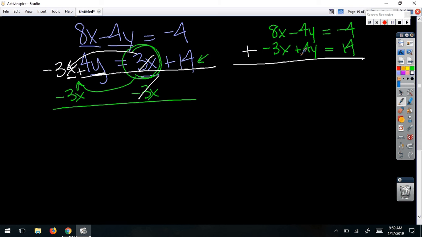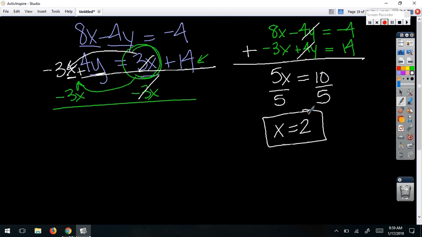Okay, so I want to add, what's 8x and -3x? 5x. We said these cancel. -4 plus 14. The hard part's done at this point. Okay, I've got half my answer. I need the other half of my answer. And so, yes, Christian, I'm going to plug in to find the other half.